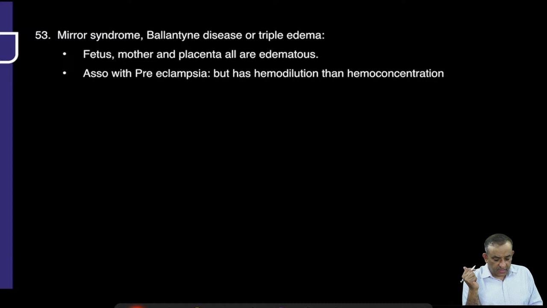Mirror syndrome, also known as Ballantyne's disease, or the triple edema. Everybody is edematous. The fetus has hydrops, the mother is edematous because she has preeclamptic toxemia, and the placenta is also edematous. So everything is edematous: triple edema, Ballantyne's disease or mirror syndrome. Why mirror? The mother mirrors the hydrops of the baby. Mother is also swollen, baby is also swollen, which is known as mirror syndrome. All right.